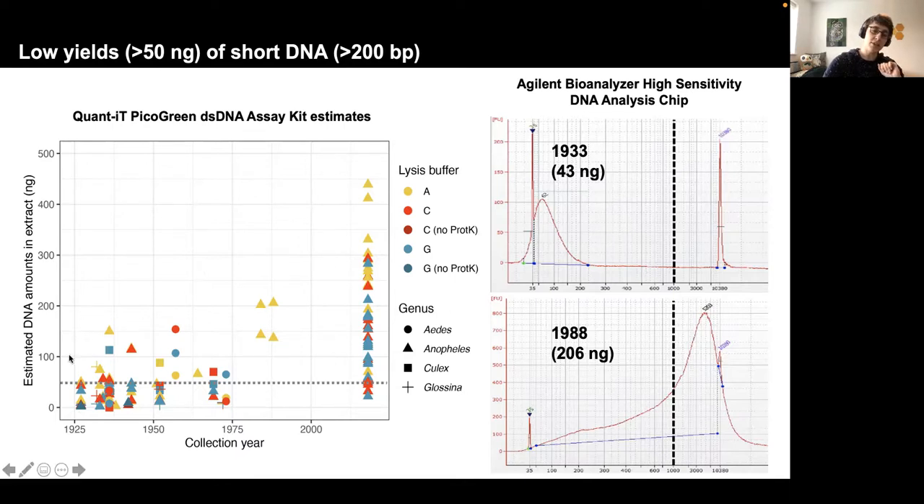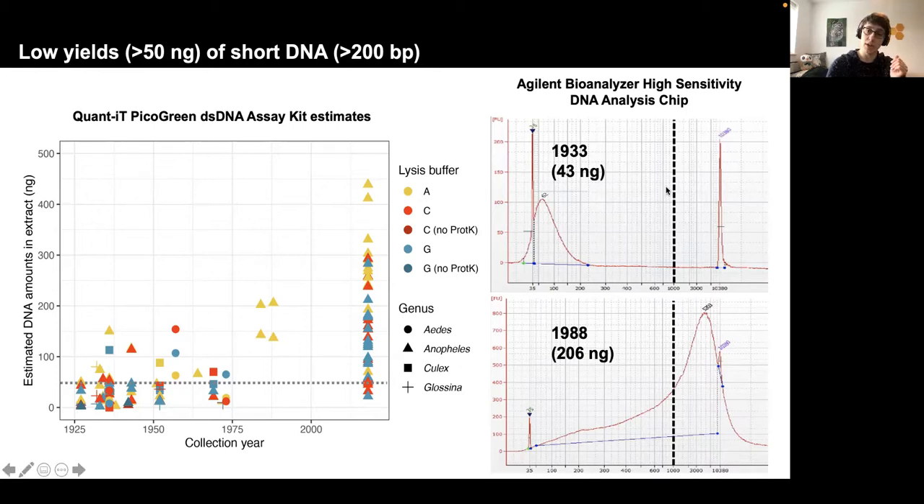And then if we look at the historic samples plotted here by their collection year, you can see that the vast majority of them are under 50 nanograms total DNA. And these would be considered, at least in our sequencing facility, as borderline unusable samples. So you can give them to the facility, but they will probably fail. Not ideal for us.